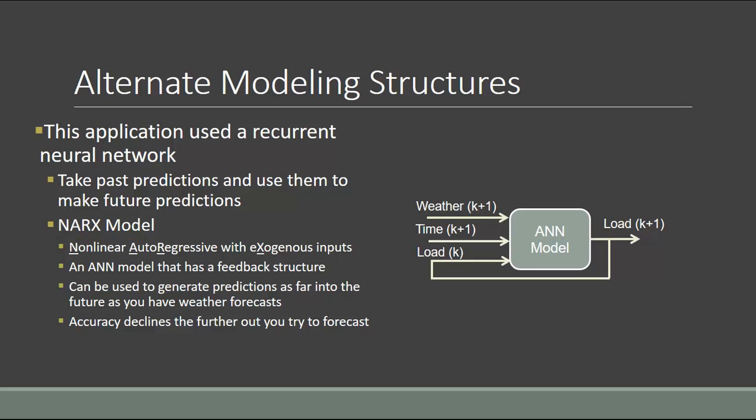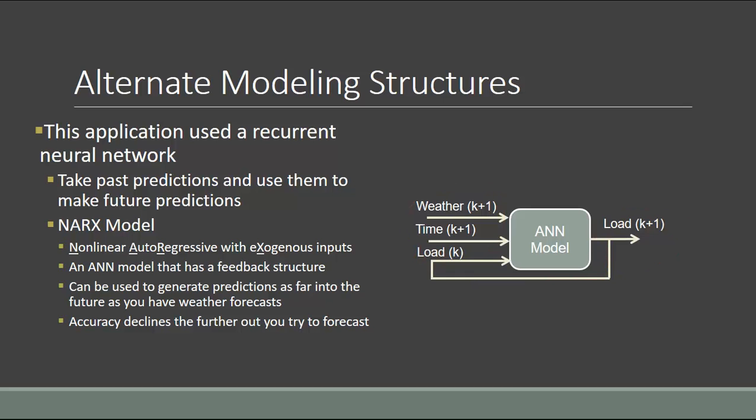So the nice thing about this is if your prediction is off, let's say you take in weather, time, and load, and you come up with a forecast that's way off, well then you can take your actual measured load once you get to that next time step and use that to correct your model. So it has this self-correcting feature. So when it's wrong, it becomes aware that it's wrong and it'll try to make a better prediction next time.